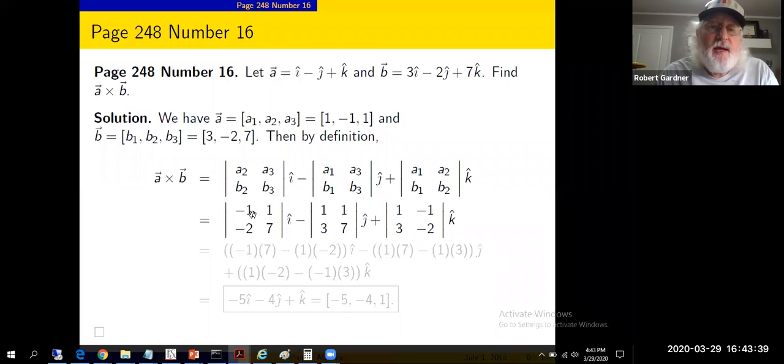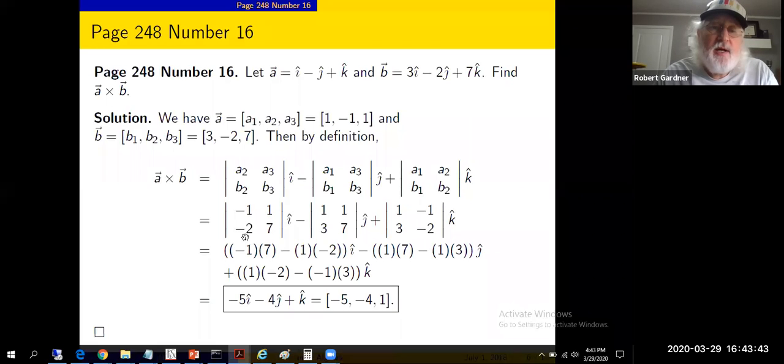This first one will have negative 1 times 7 minus 1 times negative 2. That'll be times vector i, right? Think of it as cycling around in a sense. Then 1 times 7 minus 1 times 3, times j. Don't forget the negative out front in that middle component. And then similarly for the k, and that produces the vector negative 5, negative 4, 1.